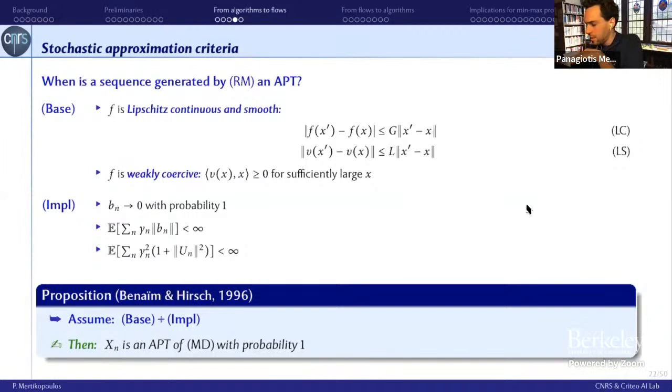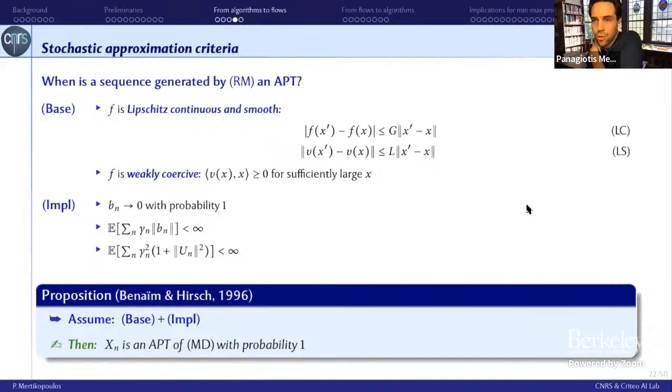The first type of condition has to do with Bayes type assumptions, which concern F and its behavior towards infinity. These have to do with the primitives of the problem. The other type of condition is when we really need to start looking into the statistics of the noise process. And these are three types of condition. First, that the bias goes to zero with probability one, that it is summable when coupled with the step size, and also that the noise is square summable when coupled with the step size. Under these conditions, which are implicit, hence the name, we know that the generated sequence is an APT with probability one. The problem is that these conditions are implicit, so they are not verifiable.